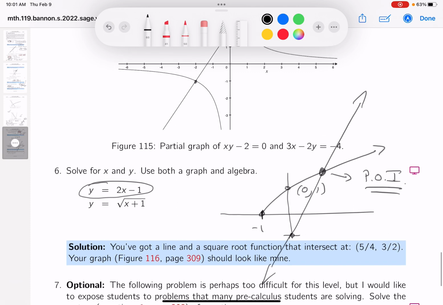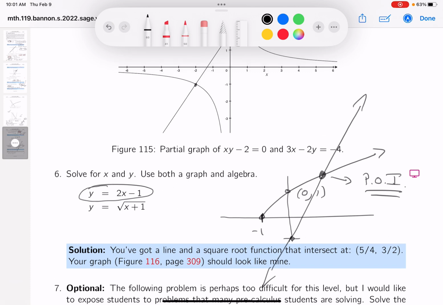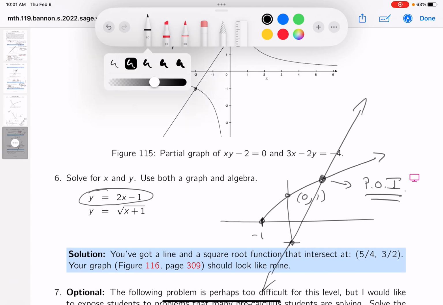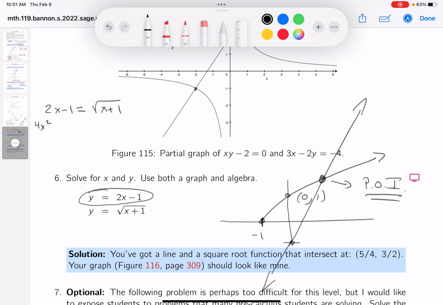So I want to write down the algebra now. To figure out this point, y equals 2x minus 1, and y is also equal to the root of x plus 1. I'm going to square both sides. You're going to get 4x squared minus 4x plus 1, and when I square the right side, I get x plus 1. Squaring is dangerous, though, by the way, and I'm hoping your teachers in math repeatedly said that to you. That gives 4x squared minus 5x equals 0. I'm going to factor out x.